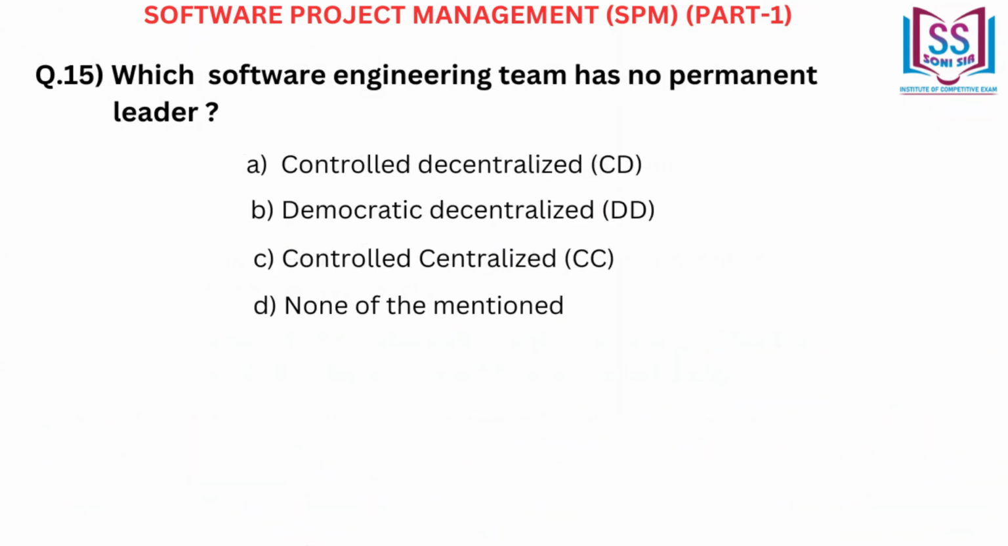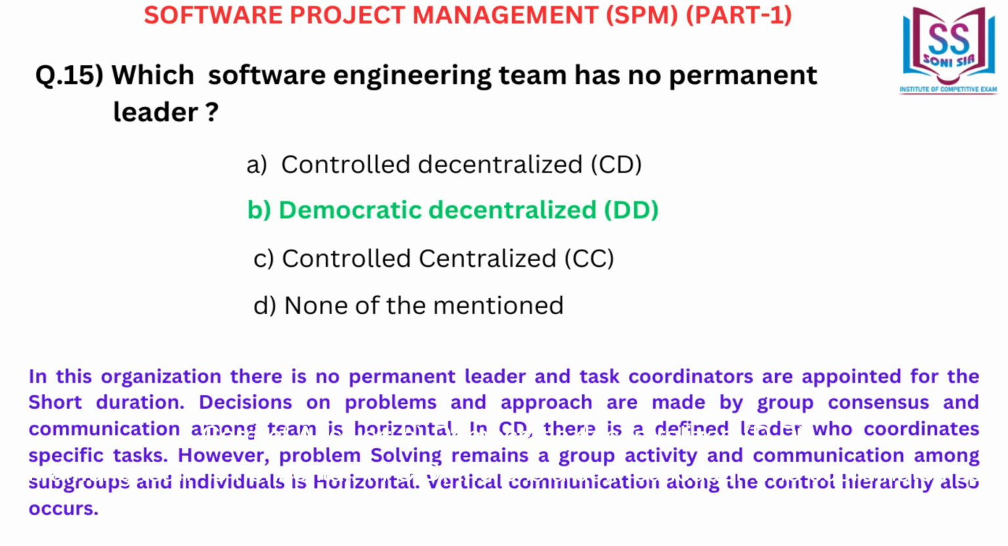Which software engineering team has no permanent leader? A. Controlled decentralized, CD. B. Democratic decentralized, DD. C. Controlled centralized, CC. D. None of the mentioned. Correct answer: B. Democratic decentralized, DD.